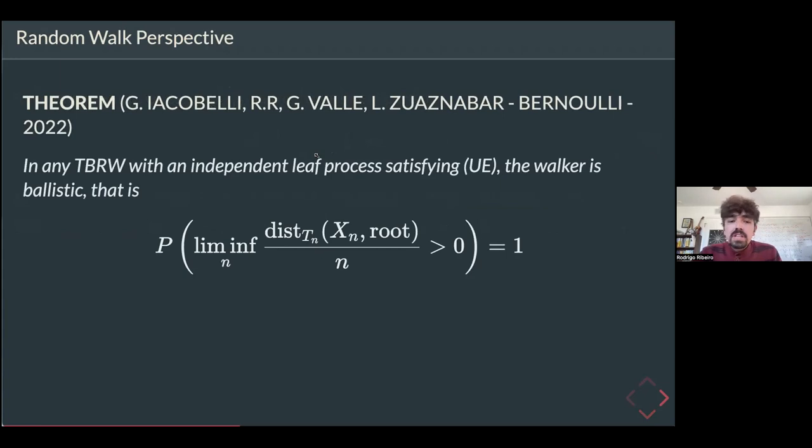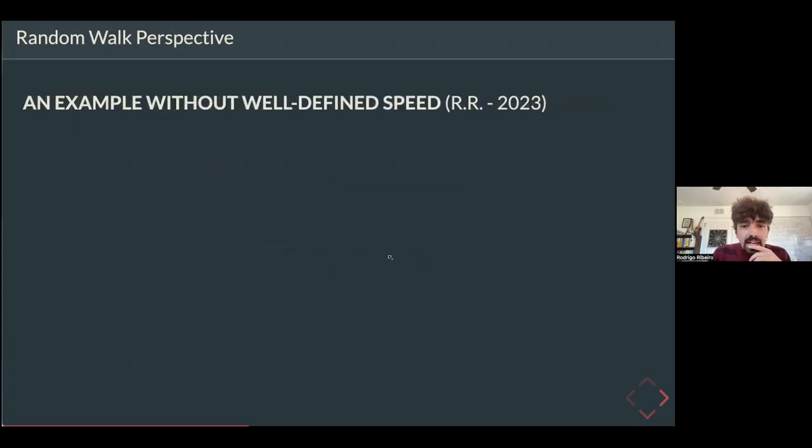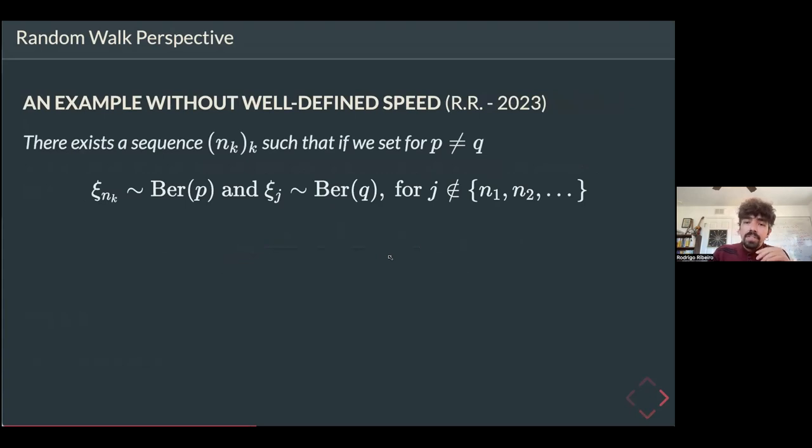Okay, so the other natural question here, I'm just stating a theorem about the limit infimum. The next natural question would be, what about the law of large numbers, the limit? In this degree of generality, you might not have a law of large numbers for the distance. You might not have a well-defined speed. The example is not that hard to construct, but the idea goes like this. You create a tree builder that uses two types of coins: one coin with parameter P, another coin with parameter Q. You let the walker use just one coin for a huge amount of time.